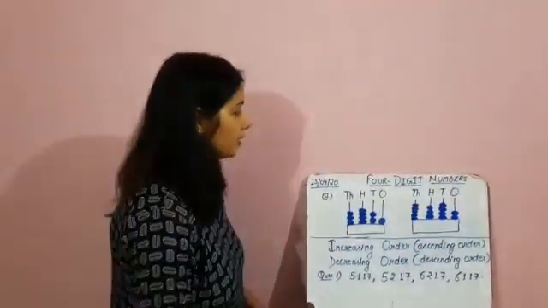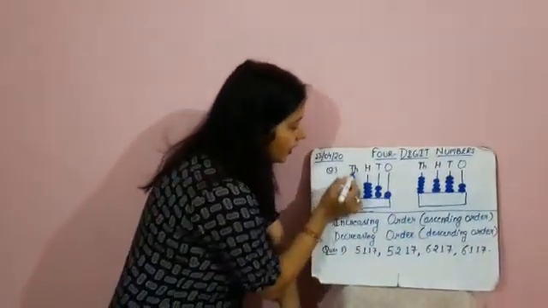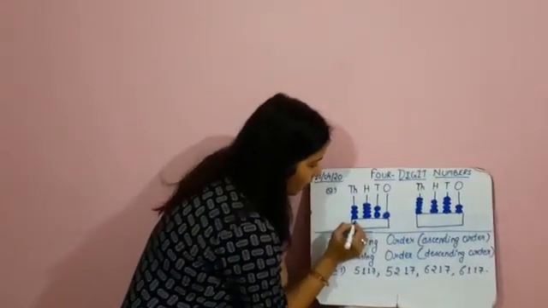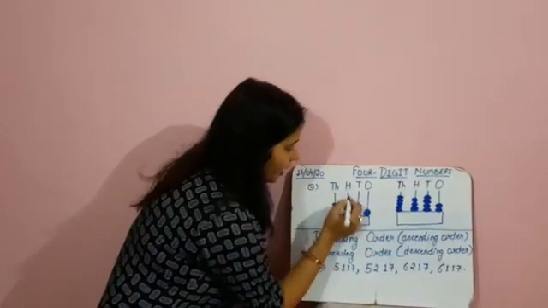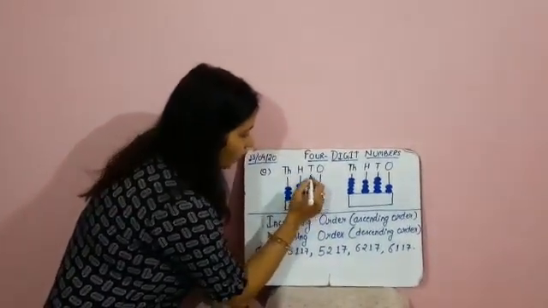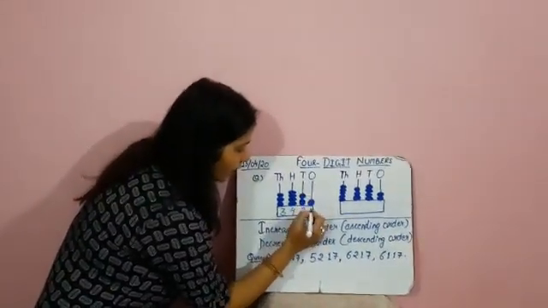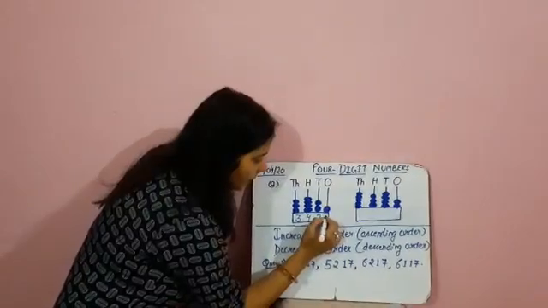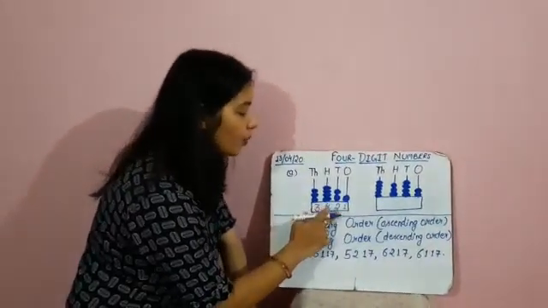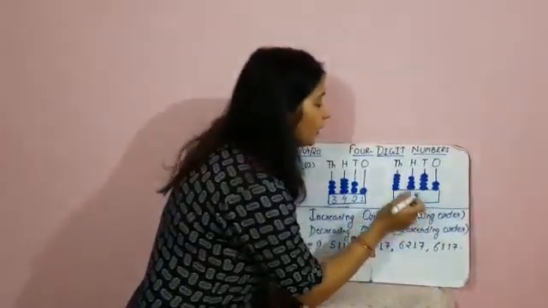Okay? See how we write this number. In the thousands place there are 3 beads, so it will be 3. In the hundreds place 1, 2, 3, 4 beads are there, so 4. In the tens place 2 beads are there, so 2. And in the ones place 1 bead is there. So the number became 3421.